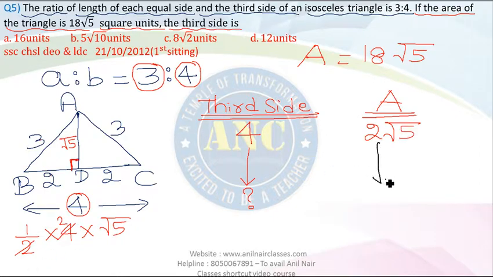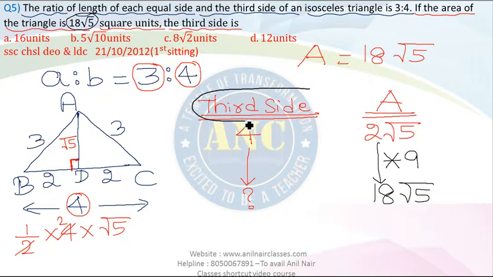But the question says the area is not 2 root 5. Area is 18 root 5. 2 root 5 should become 18 root 5. Multiply by 9. Students will make a mistake here by multiplying 4 also by 9. 4 into 9 is 36. You will mark it, but unfortunately 36 is not given in the answer options, for you to think actually. Now think logically. Side is nothing but centimeter or meter or whatever unit to the power of 1.